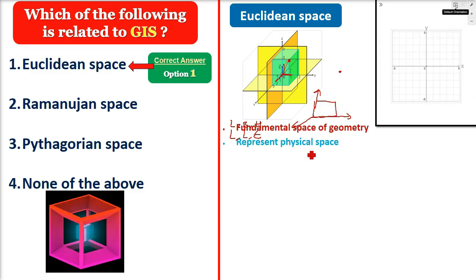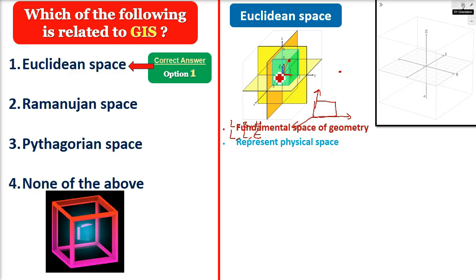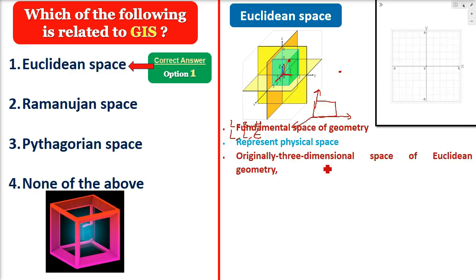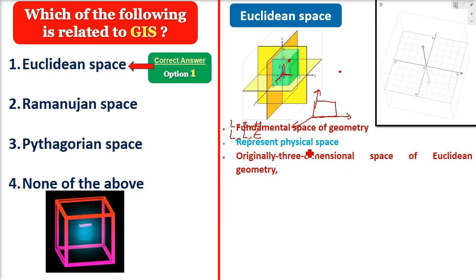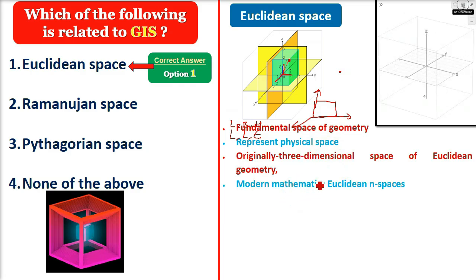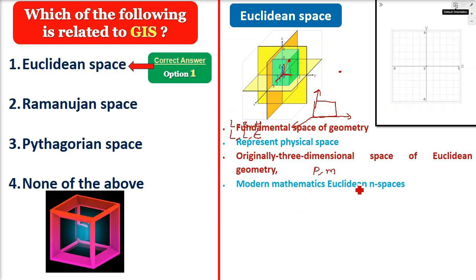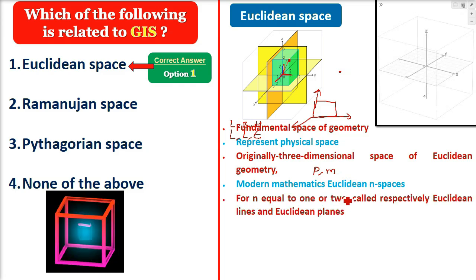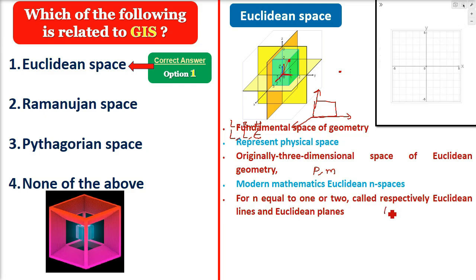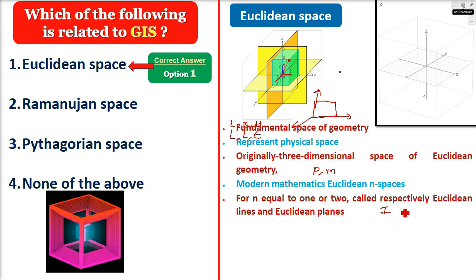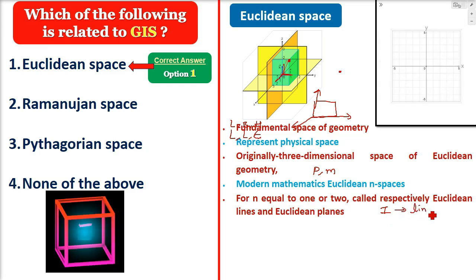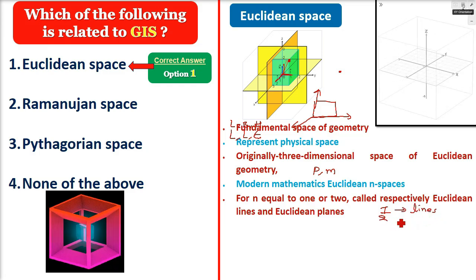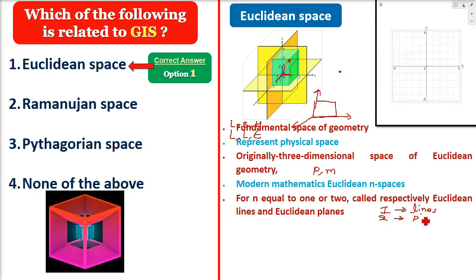It's a fundamental space of geometry. It represents the physical space, and it was originally three-dimensional space, this Euclidean geometry. But modern mathematics uses Euclidean n-spaces also. For n equal to 1, it's Euclidean lines. So n equal to 1 means we are talking about Euclidean lines. And when n is equal to 2, we are talking about Euclidean planes. So we have Euclidean lines also, Euclidean planes also, which you are able to see in the picture.